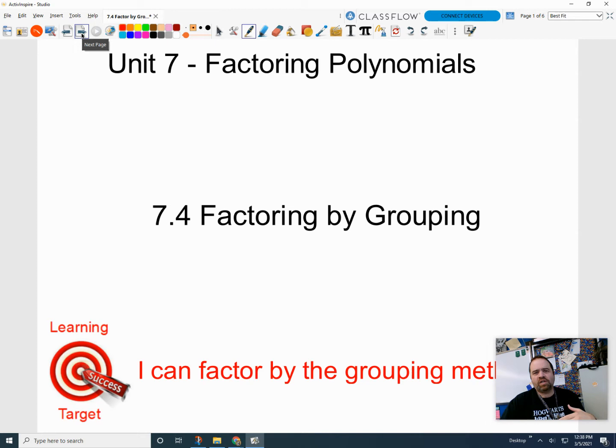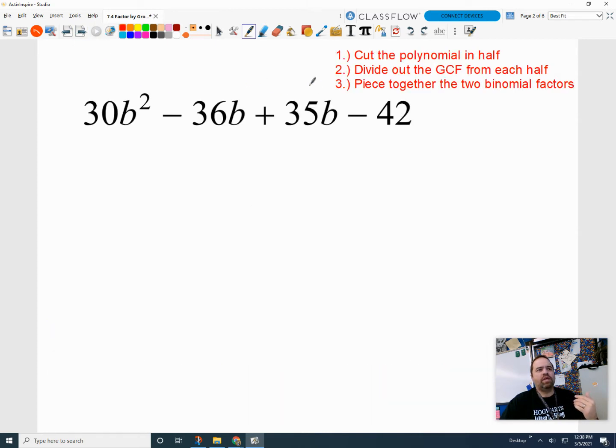So these polynomials that I'm showing you, they're going to look a little strange because these two terms in the middle could be combined, right? I could have the negative 36 and the 35 and get a negative 1b out of that. That's not the point of factoring. We're not going to put terms together when we factor. We're going to pull terms apart.